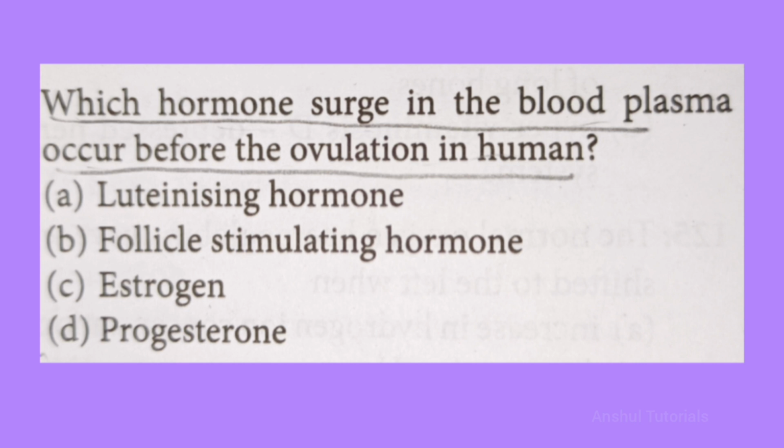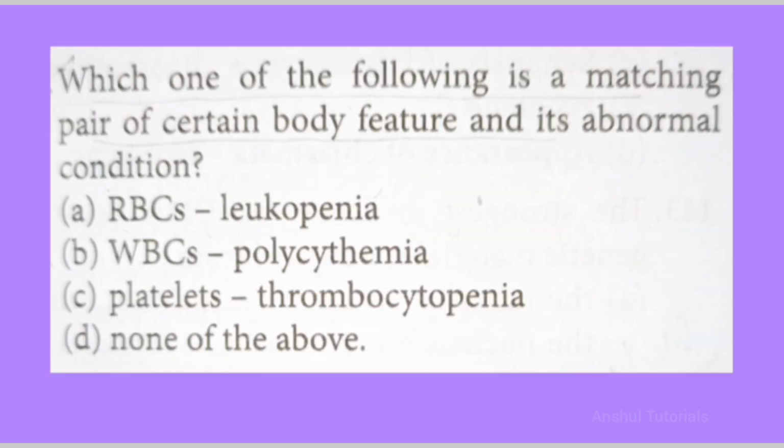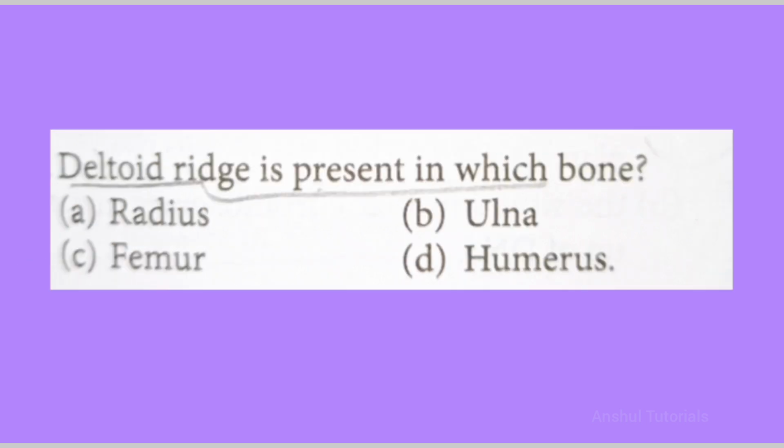Which hormone surge in the blood plasma occurs before ovulation in humans? The correct answer is option A, luteinizing hormone. The frog has 10 cranial nerves; the 6th cranial nerve is what in nature? The correct answer is option A, that is motor. And the next question is which one of the following is a matching pair of a certain body feature and its abnormal condition? The correct answer is option C, that is platelet thrombocytopenia.